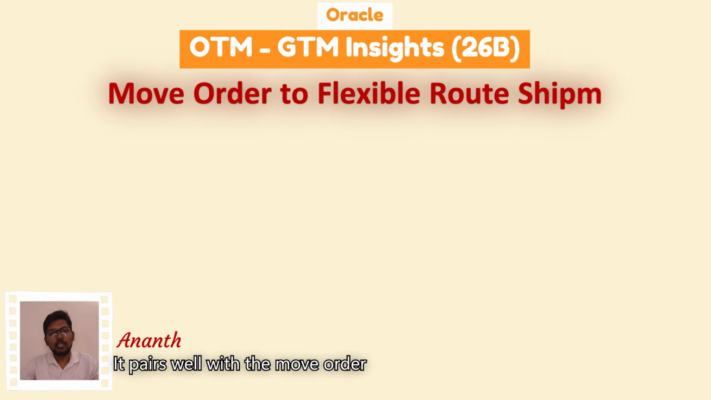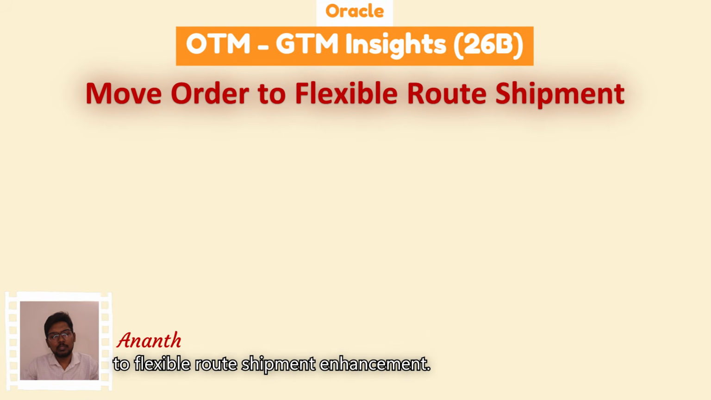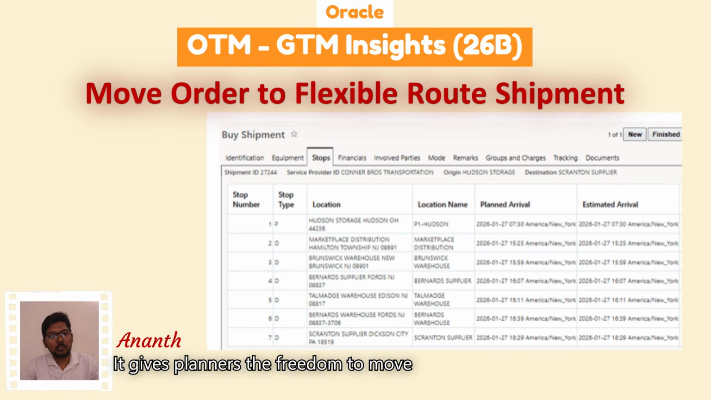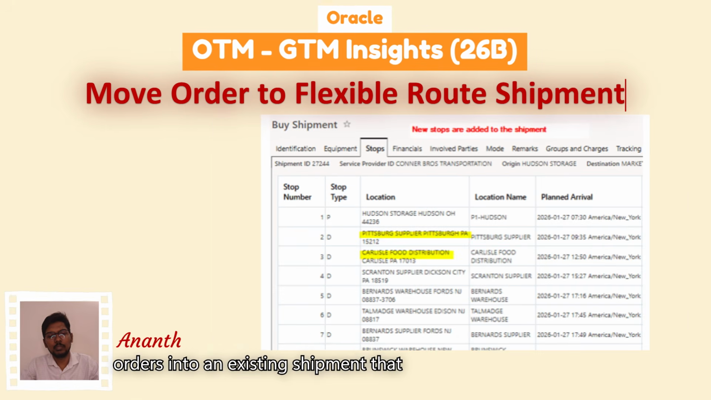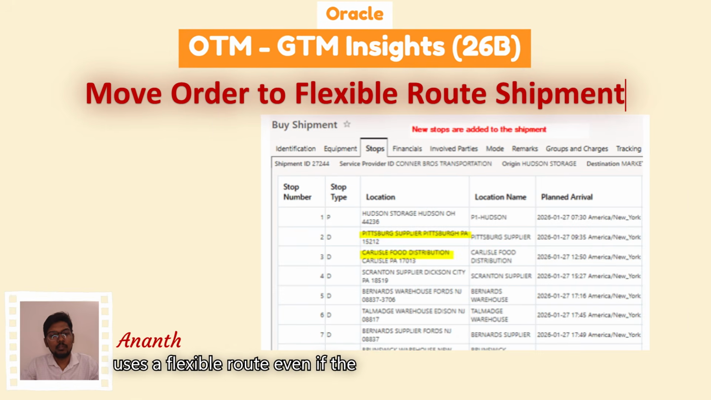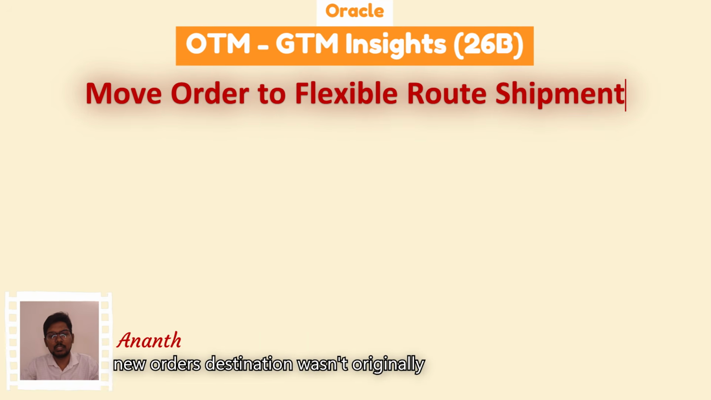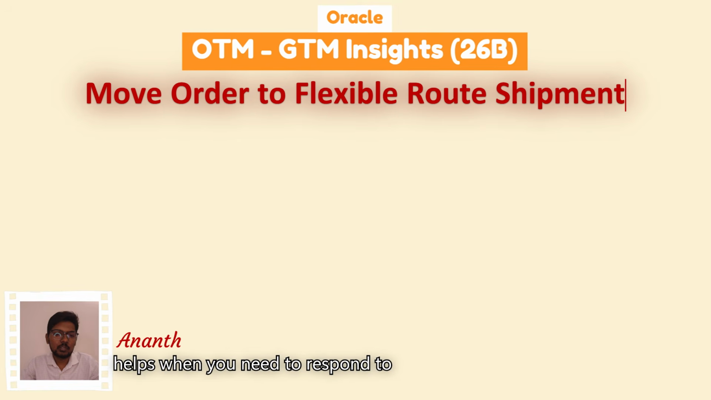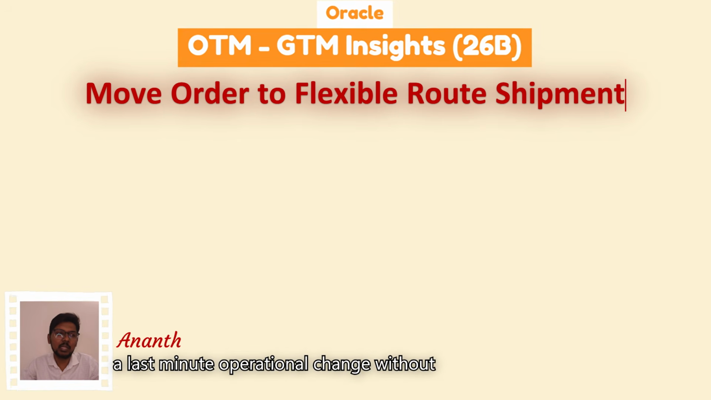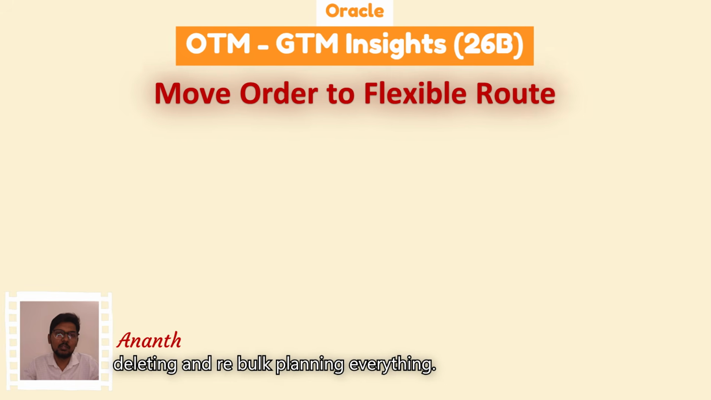It pairs well with the move order to flexible route shipment enhancement. It gives planners the freedom to move orders into an existing shipment that uses a flexible route, even if the new order's destination wasn't originally on that particular shipment. It really helps when you need to respond to a last-minute operational change without deleting and re-bulk planning everything.